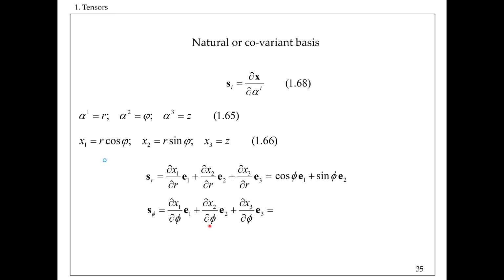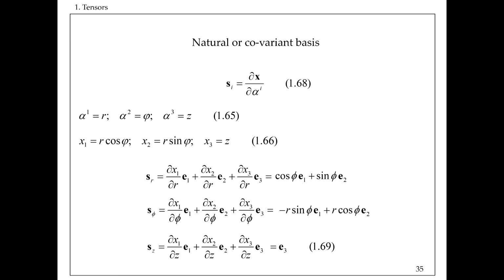And for x2, it will be r cosine phi, multiplied by e2, and that will be our result here. So this is S r and S phi. And of course, for the last one, for z, there is no dependence on z in this component of x1, so that will be 0 for x2 as well. And here the derivative of z with respect to z is just 1, it's unit, and so the result will be just e3.